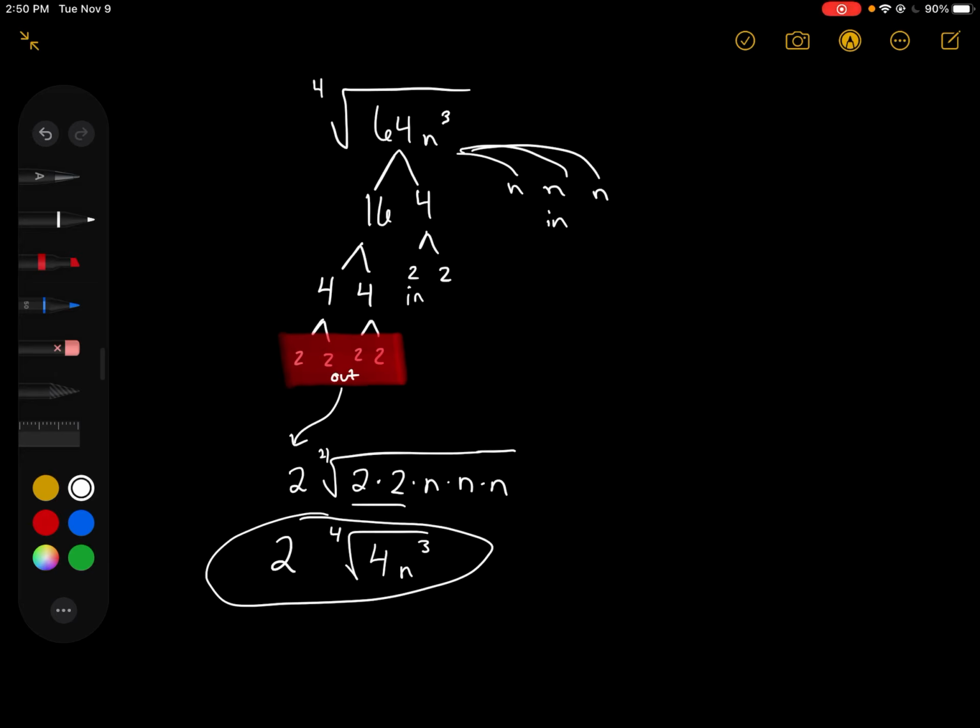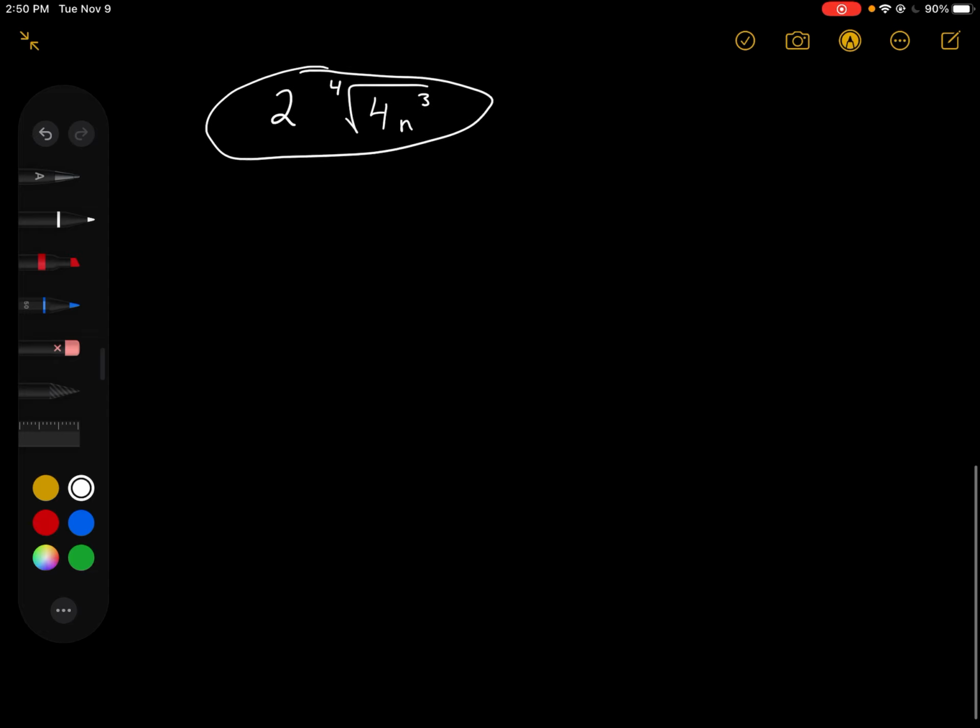The big question we need to refocus ourselves on, though, is what is that index number? And that's going to tell us how many things we need to circle, how many we need to have the same of in order to take one of them out. Next, synthetic division.